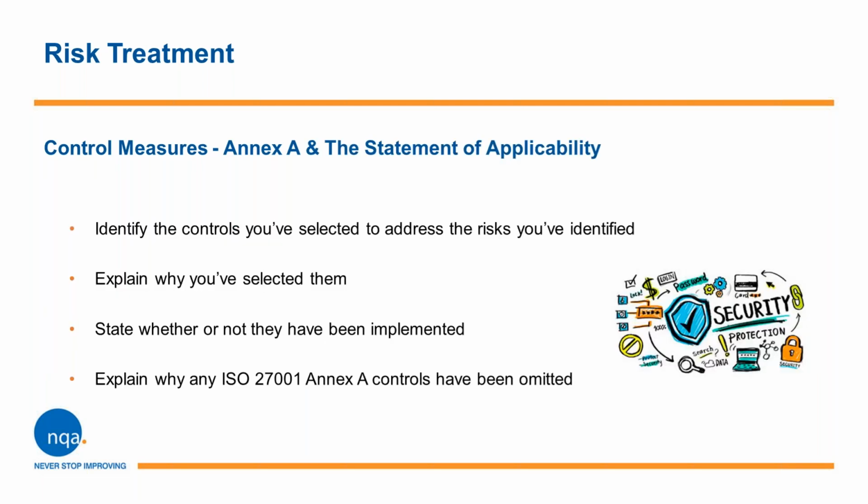So, having selected your controls, you need to produce a statement of applicability, or SOA. Now, this is one of the most important 27001 documents, and it should identify the controls you've selected to address the risks you've identified, explain why you've selected them, state whether or not they've been implemented, and also explain why any ISO 27001 Annex A controls have been omitted.